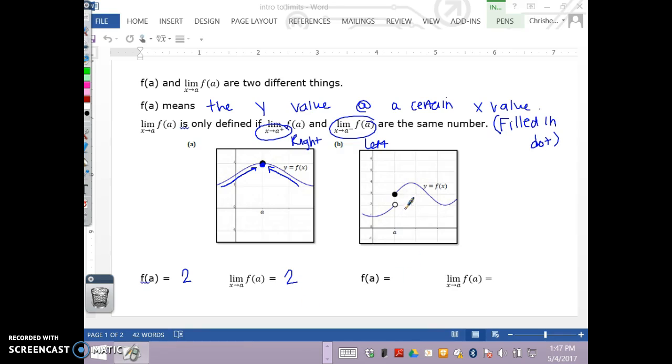But look at this one. Exactly where am I at a? This is an open circle, so I'm actually up here. This is 3. But I'm going to say that the limit doesn't exist because from the left, I'm approaching 2, but from the right, I'm approaching 3. So the limit doesn't exist.